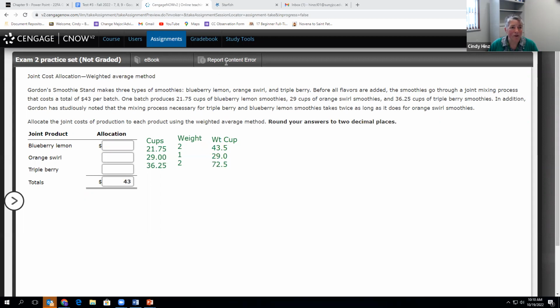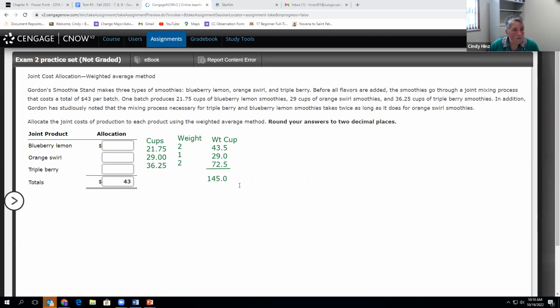So now I need to add those up so we know the total weighted cups we're dealing with. So I'm just going to add down that column. And I got 145 cups total.